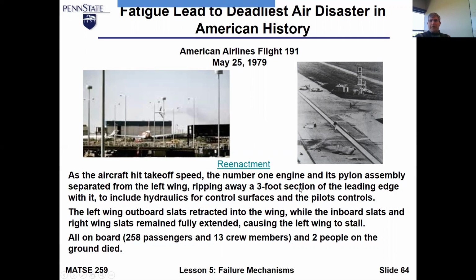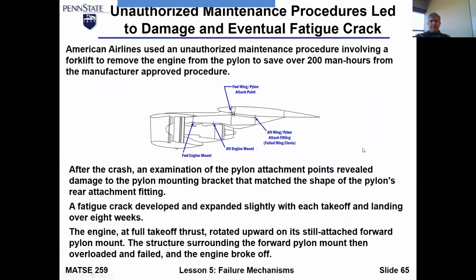So what led to it? As far as a lesson goes, this is one thing, especially as engineers, that we can take away from something like this. What we tend to see is unauthorized maintenance procedures. They led to fatigue cracking on the engine pylon.